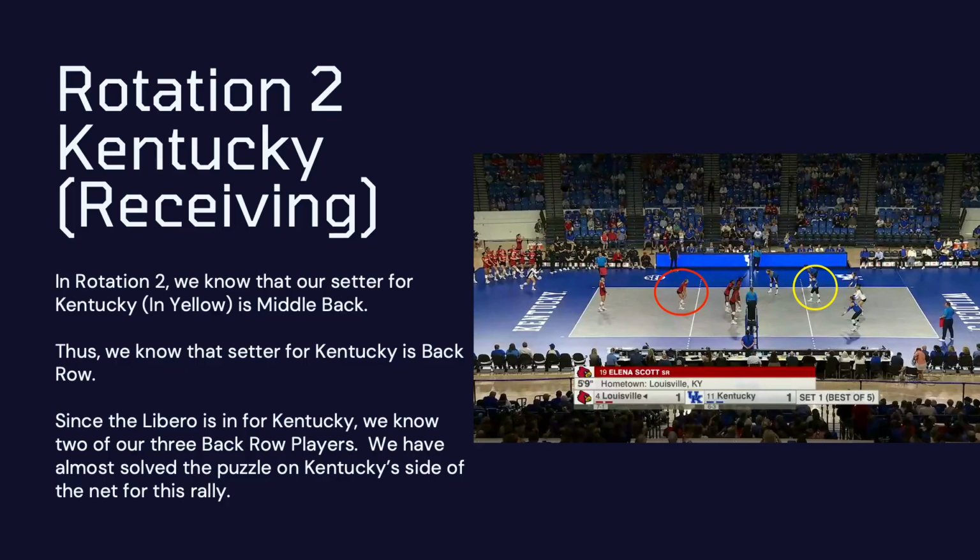Let's take a look at rotation 2 for Kentucky in serve receive. In rotation 2, we know that our setter for Kentucky, circled in yellow here, is the middle back. And of course, we know that the setter for Kentucky has to be a back row player. The libero is still in for Kentucky, and we know by rule that liberos have to be back row players. So again, we know 2 of our 3 back row players for Kentucky for this particular rally. We've almost solved the puzzle of our back row players for Kentucky in this rally.